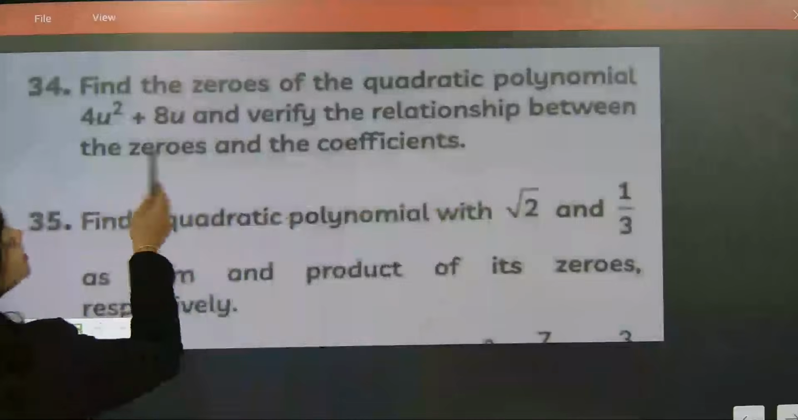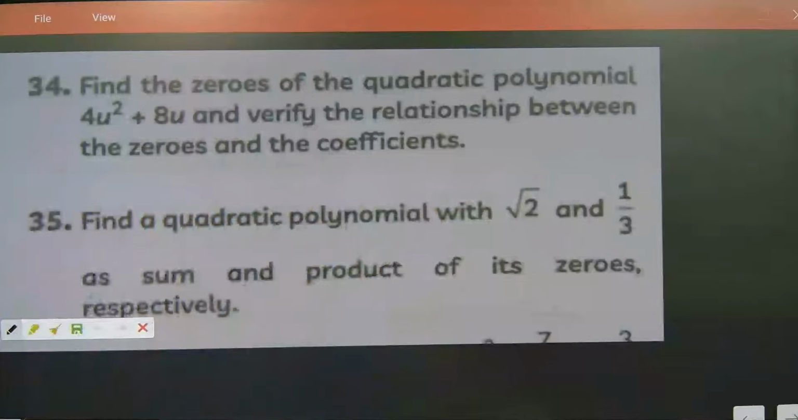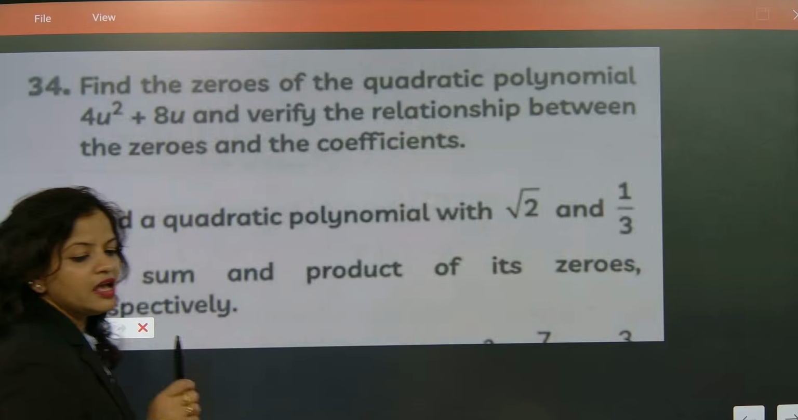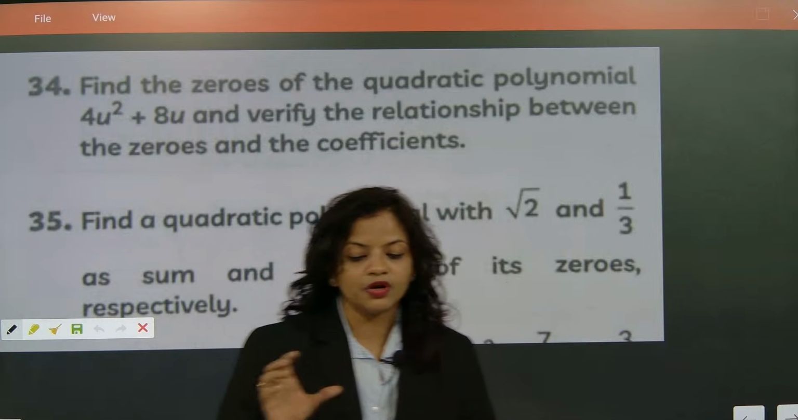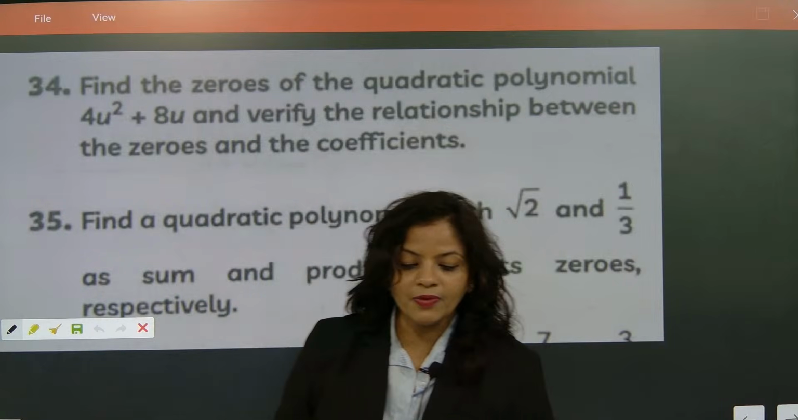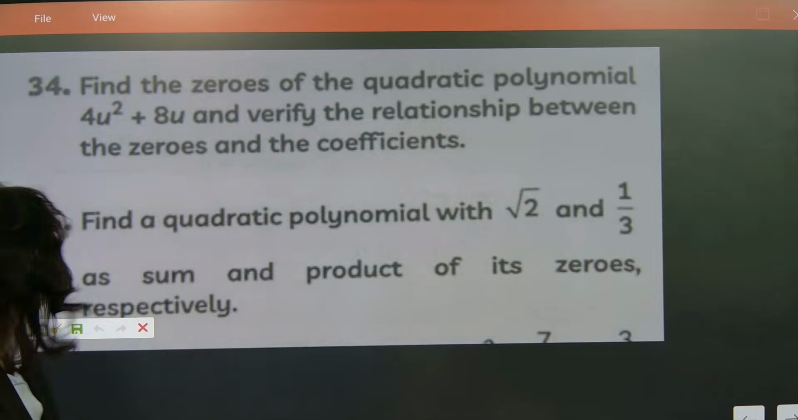Find the zeros of the quadratic polynomial and verify the relationship. This you will be able to solve. Zeros finding and verifying. The product part will become 0. So you people will be able to solve or not? Yes? Now we'll go for the next one.